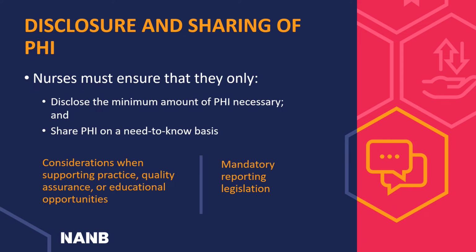There are a few exceptions when disclosure of PHI without consent is necessary. Examples include public health legislation, child protection legislation, mental health legislation, other mandatory reporting legislation, or when the nurse reasonably believes sharing information is necessary to prevent the risk of serious harm to an individual to whom the information relates.